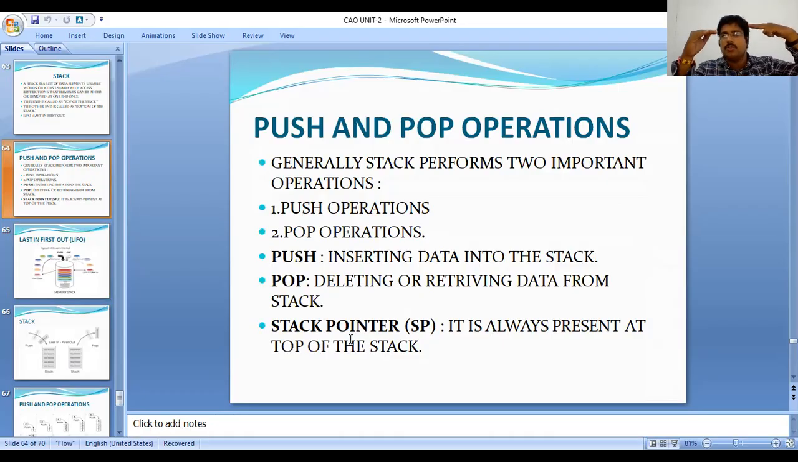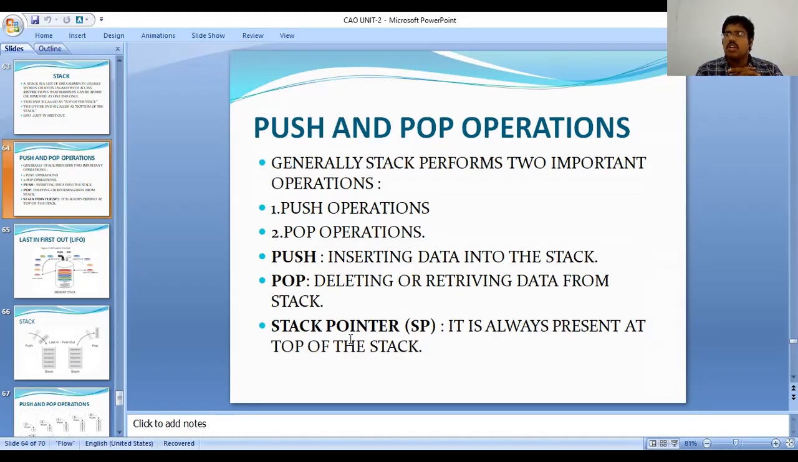Whatever values you insert by using the push operation, the stack pointer pushes the previous values downwards, and it will always be present at the top of the stack. It is just like placing clothes in a cover. You place the first cloth in your cover. Next, if you want to place the second cloth, you place it on top of the previous one, the third on top of the second one, the fourth on top of the third, like that.